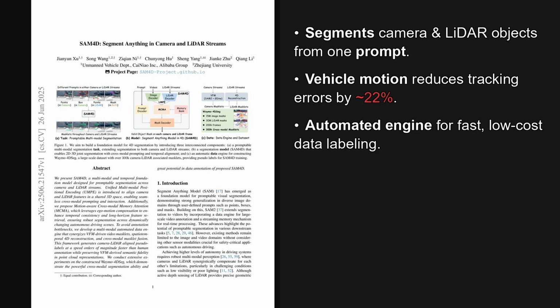So to wrap things up on SAM4D, we've seen a model that truly advances 4D scene understanding for autonomous driving. The key takeaway is how its innovative architecture, especially that motion-aware cross-modal memory attention, uses the car's own movement to create incredibly consistent object tracking over time. This approach, combined with its automated data engine for generating labels, not only boosts performance, but also tackles a huge real-world problem, the high cost of data annotation. It's a powerful step towards more robust and adaptable perception systems.